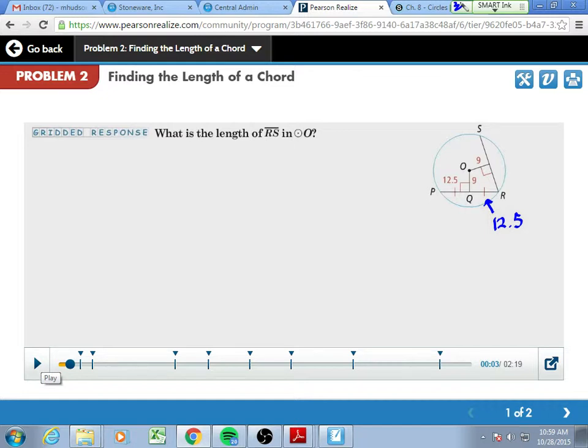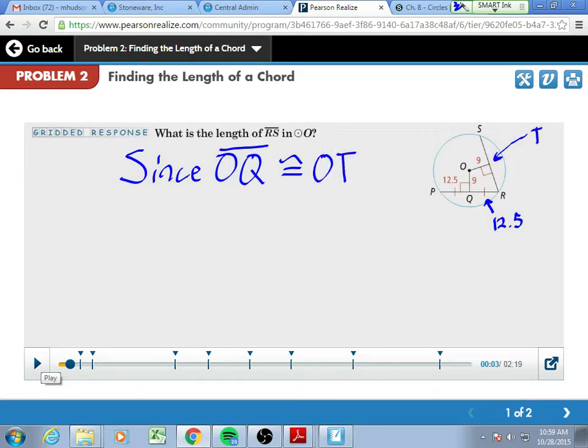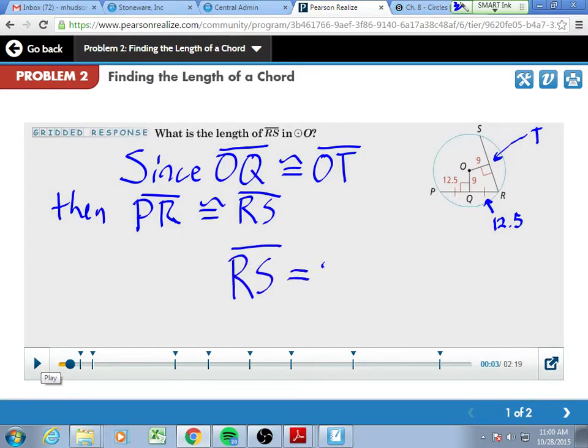Well, by theorem 82's converse, it says that if, like, OQ, we could label that. So you're saying OQ is congruent to, can we make a point there? Oh yeah, let's call it T. Yeah, it's congruent to OT. Then by theorem 82's converse, it says that PR has to be congruent to RS. So if you just multiply 12.5 by 2, then you get RS equals 25. Yeah, so RS here must be equal to 25.